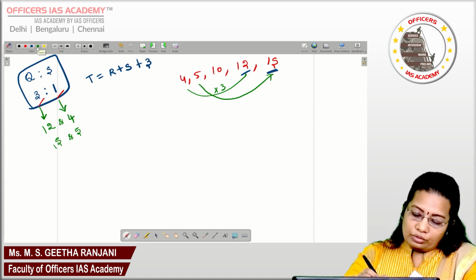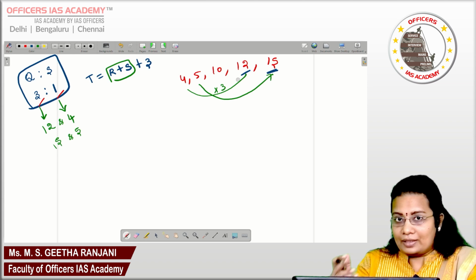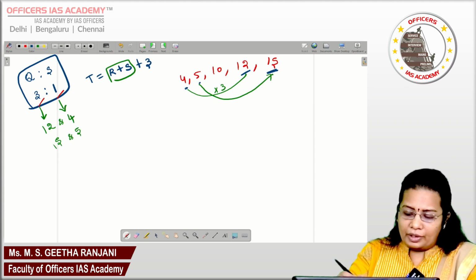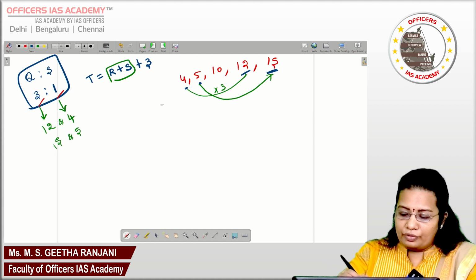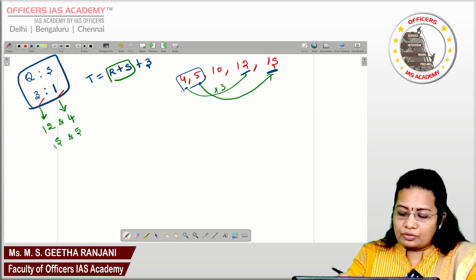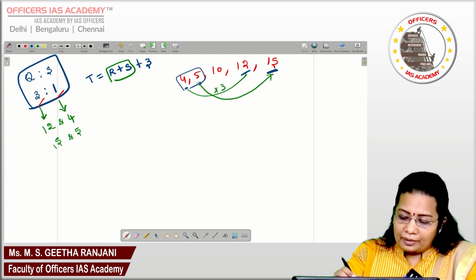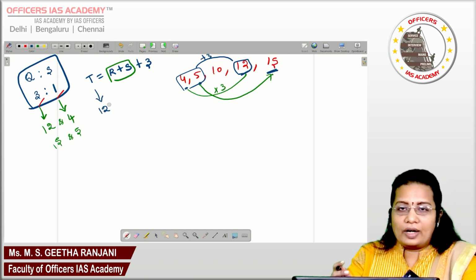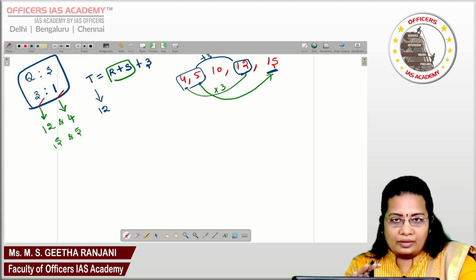So, two values among this group plus 3 is equal to T. Let's use the hit and trial method where you get the sum of any two values. 4 plus 5 is 9. 9 plus 3 is 12. So T I can make 12. Other than these two values, no other value satisfies this condition.